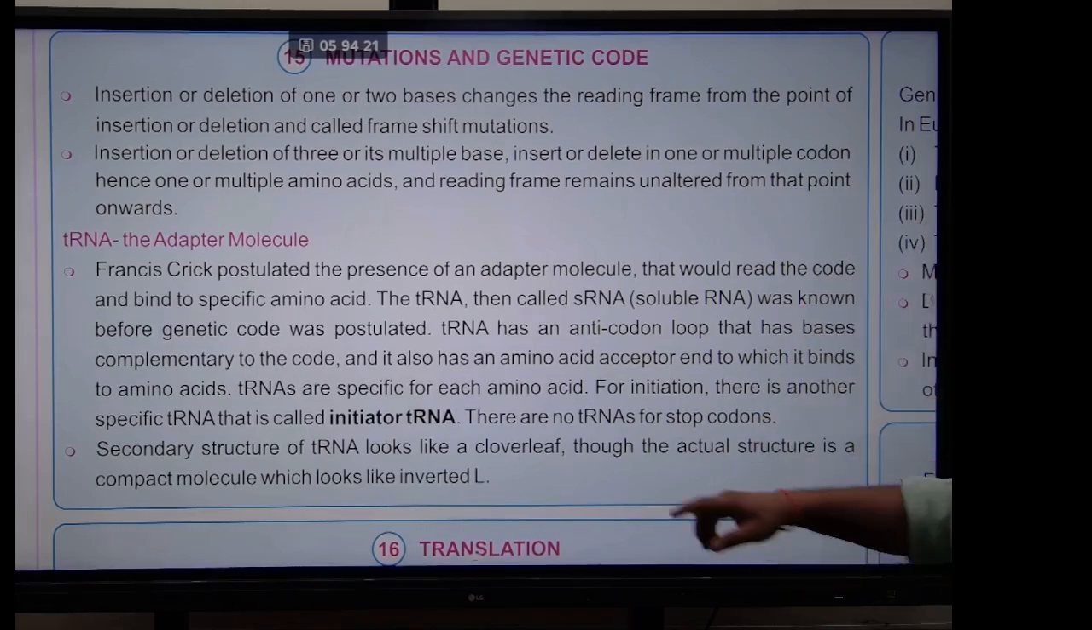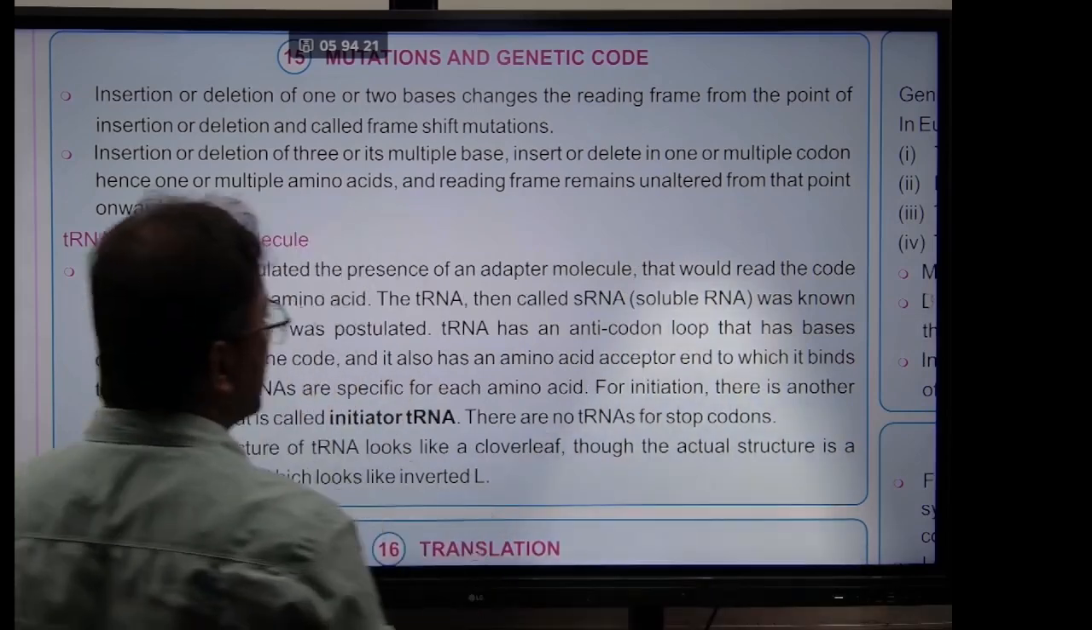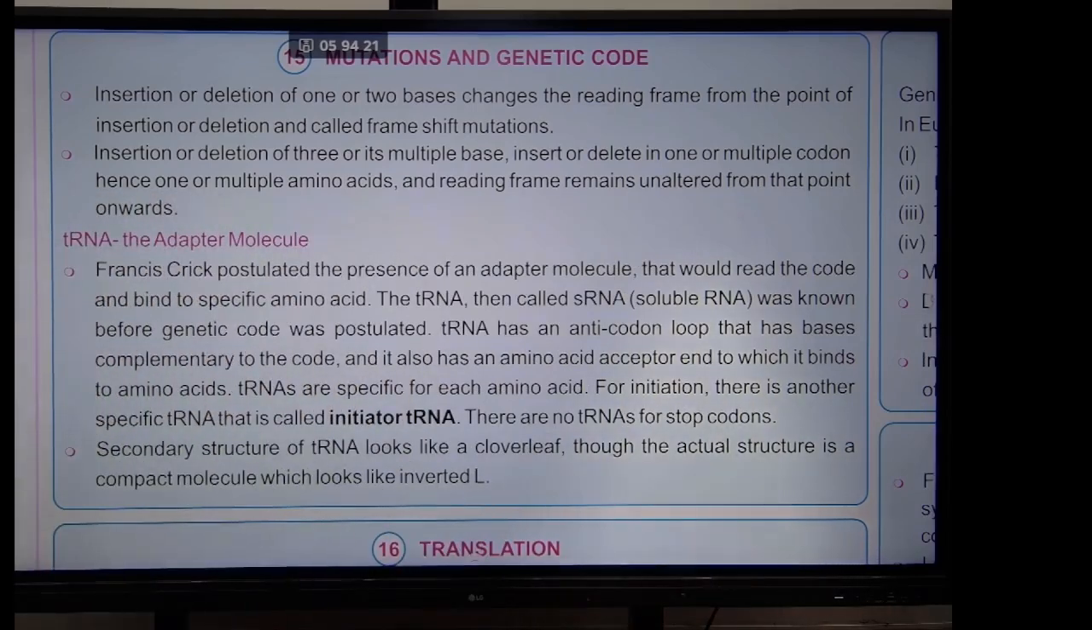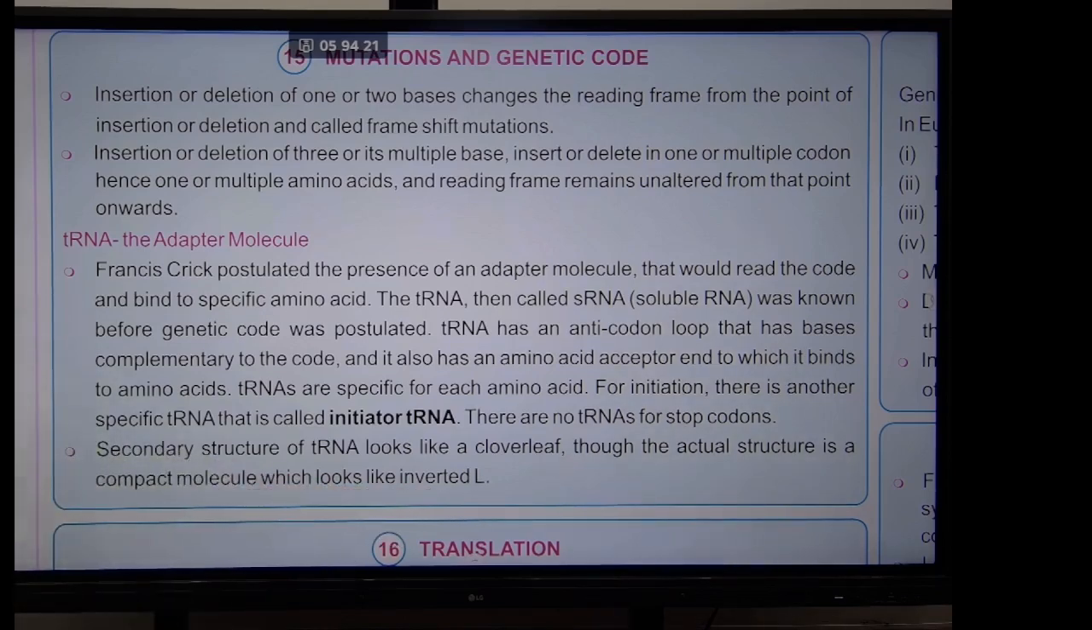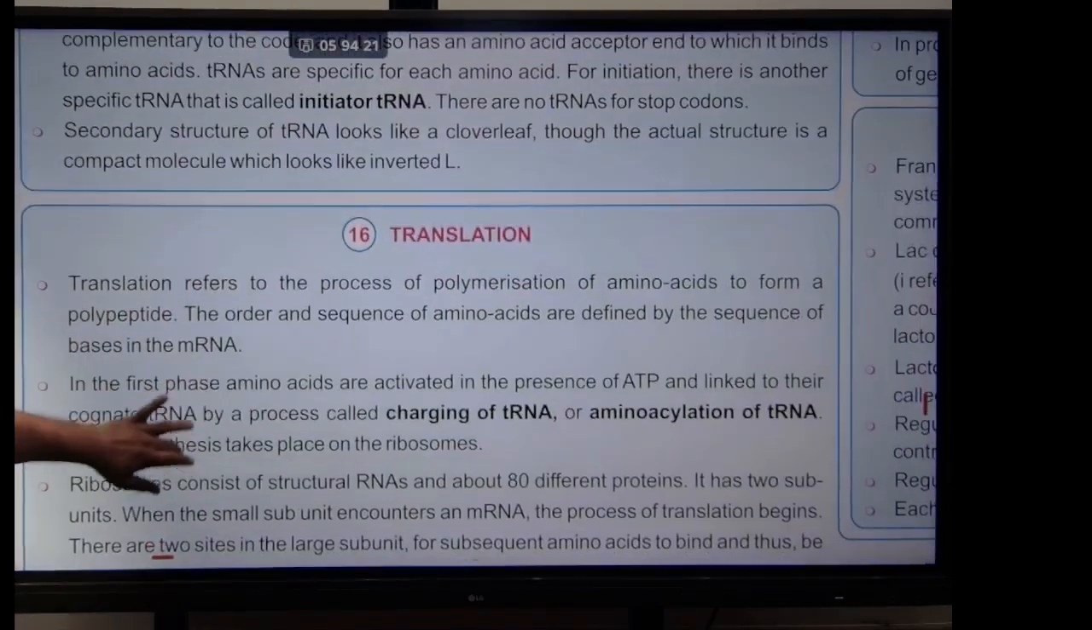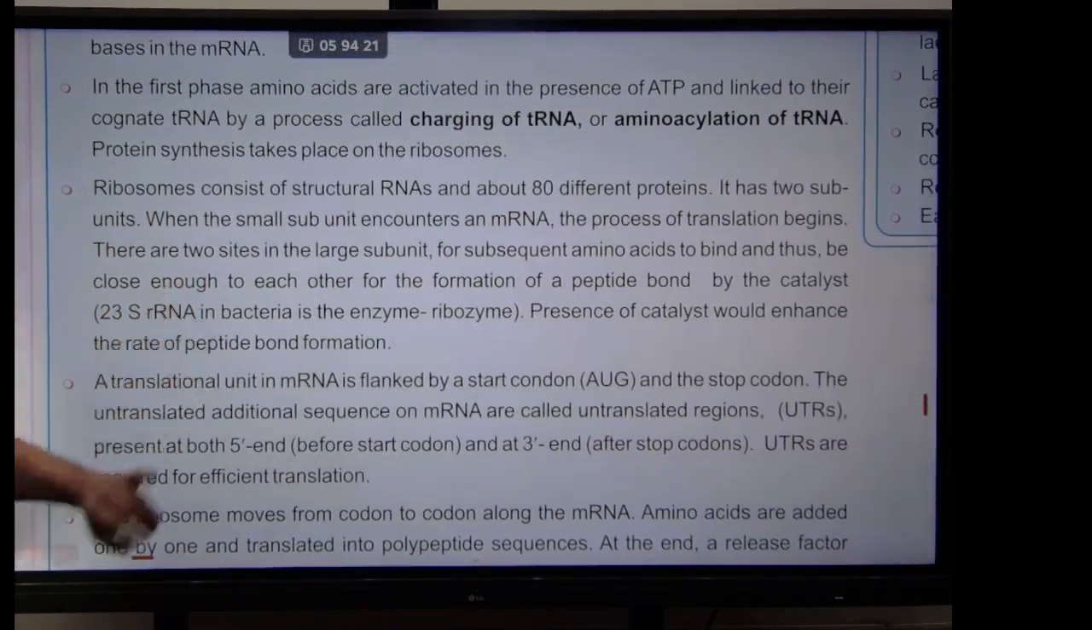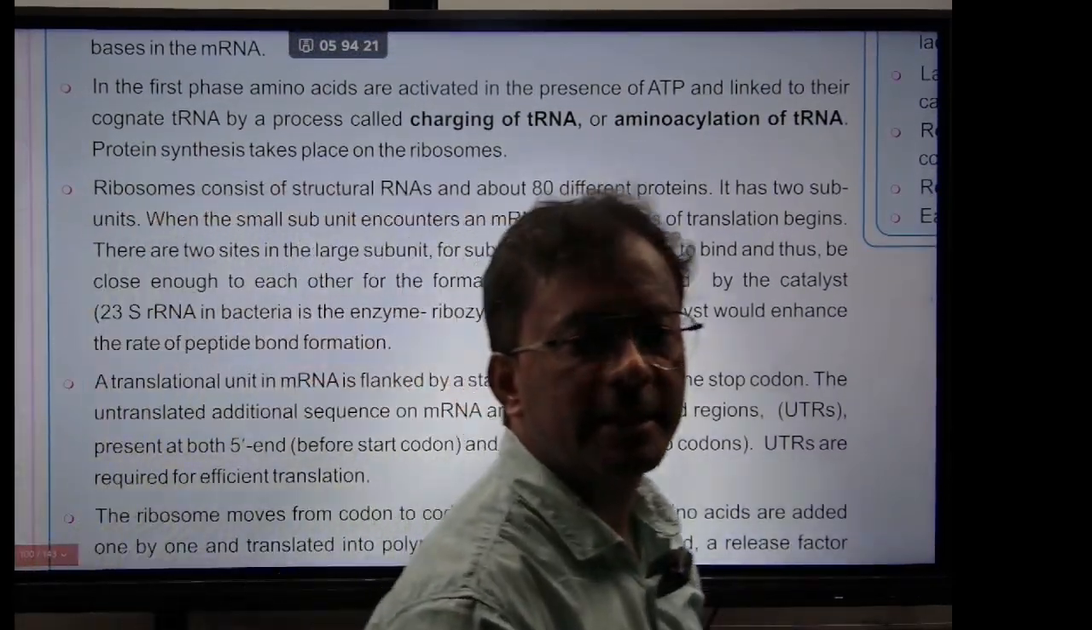Now, this tRNA exists in a shape which is called, what is the shape called, guys? It looks like an inverted L in two dimensions. In three dimensions, it looks like a clover leaf. Looks like a clover leaf, right? Now, I'm not going to discuss these details here. So, let's say the first step is the binding of the amino acid to the tRNA molecule.